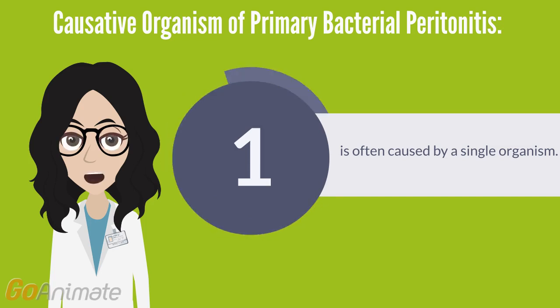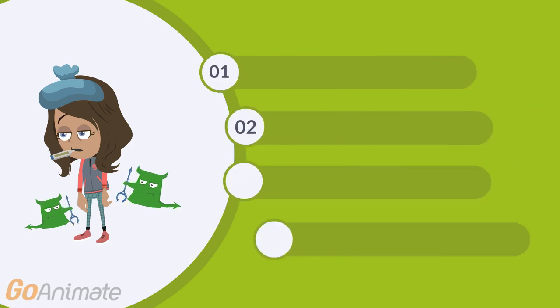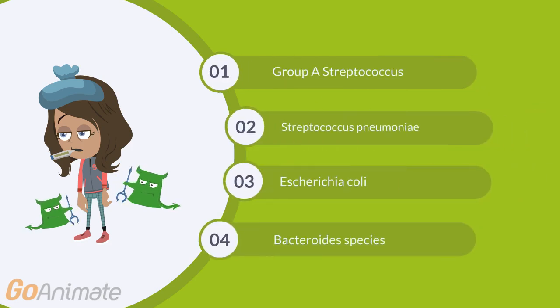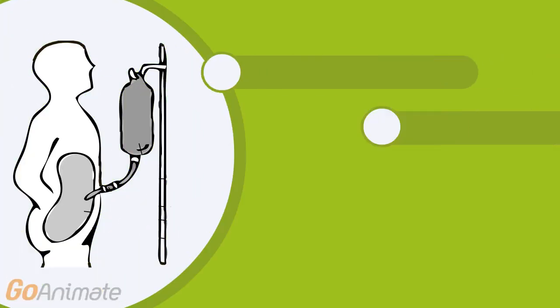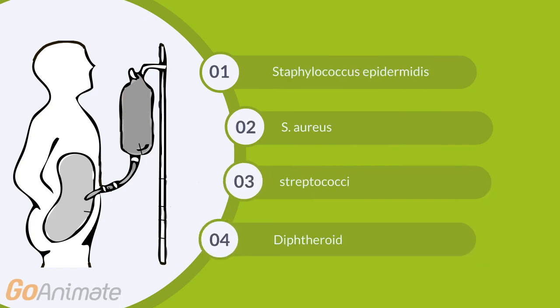For primary bacterial peritonitis, the cause is often a single organism. In children, the pathogen is usually group A Streptococcus or Streptococcus pneumoniae or E. coli or Bacteroides species. In patients with peritonitis associated with cirrhotic ascites, E. coli is the most common organism, while in patients on peritoneal dialysis, skin organisms are the most common, such as Staphylococcus epidermidis, Staph aureus, and diphtheroids.